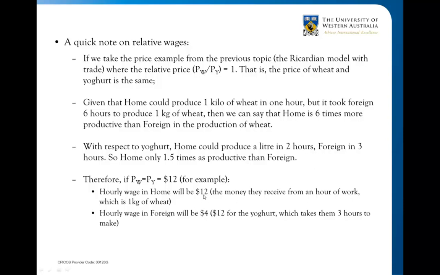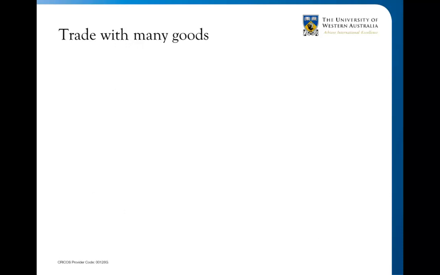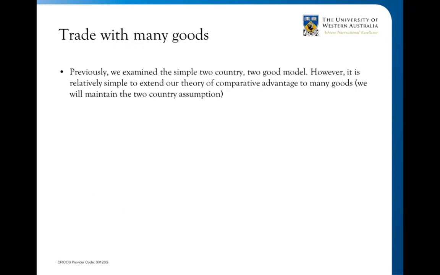Now that's fine. So what we can see then is that home's wage is 3 times that of foreign. So the relative wage is 3, or 12 over 4. And that's what we're going to be looking at now. We want to talk about relative wages, the wage in home relative to the wage in foreign. And so now we can expand this analysis to trade with many goods.